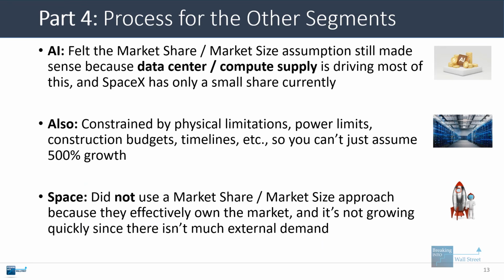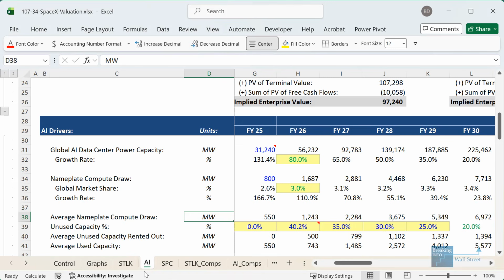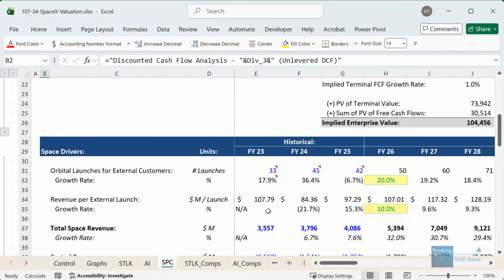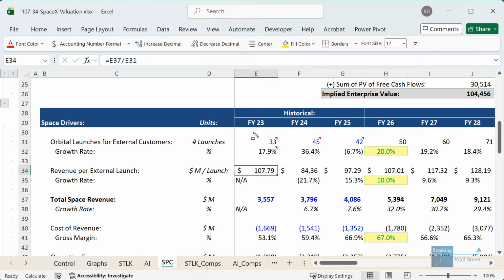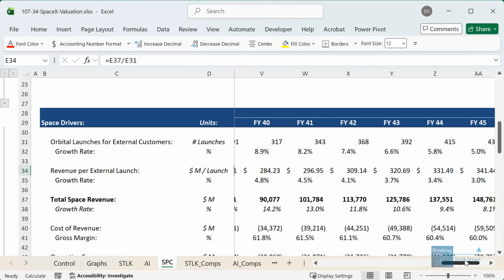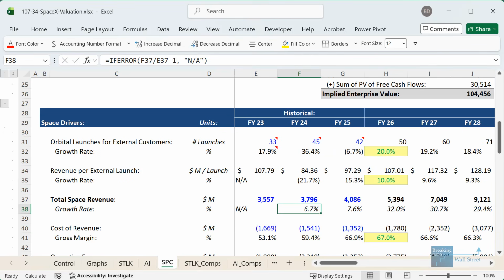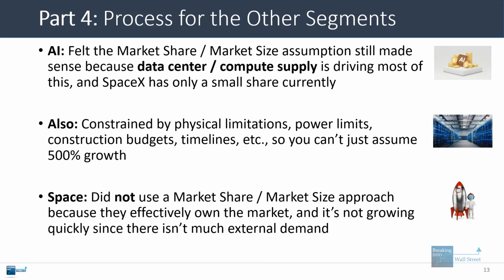For space, I didn't use that approach because they already essentially have that entire market. Also, external demand growth is actually pretty low in this segment, so I didn't really feel it was worthwhile here, so I just used simple percentage growth rates for this one. This segment is actually probably the least important of all the ones here, so I didn't go into a lot of detail in this particular division.